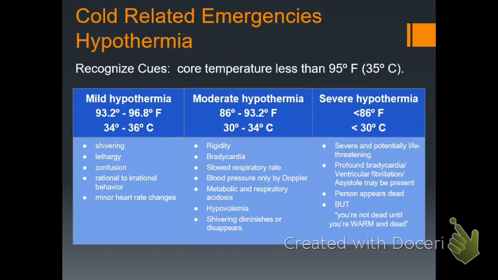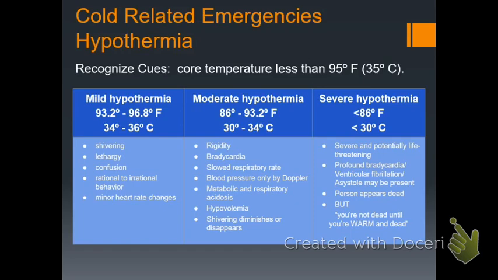The body has a temperature regulating system. When you get too hot, you sweat. When you get too cold, you shiver. So the body takes care of its own hypothermia by shivering, and that will warm you back up. So mild hypothermia isn't usually treatable or anything. Your body's shivering. You may be lethargic, you're confused. This is your first stage of something's not quite right.